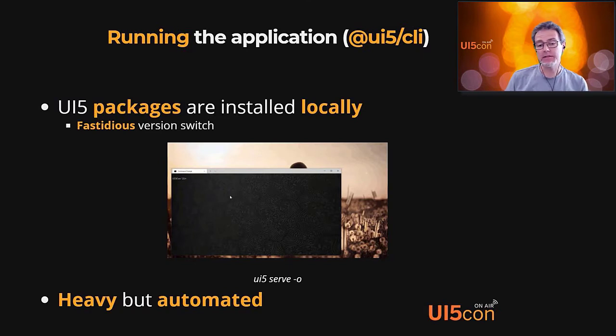On the other hand, if you use UI5 CLI, then you have this possibility to install all the UI5 packages locally, which means that you are self-sufficient and you can run your application and you can even automate it. That's the way Karma is running this test. But the problem is that whenever you want to switch the version that you want to use, then it's a little bit more complicated. So that's why I talk about the fastidious version switch here.